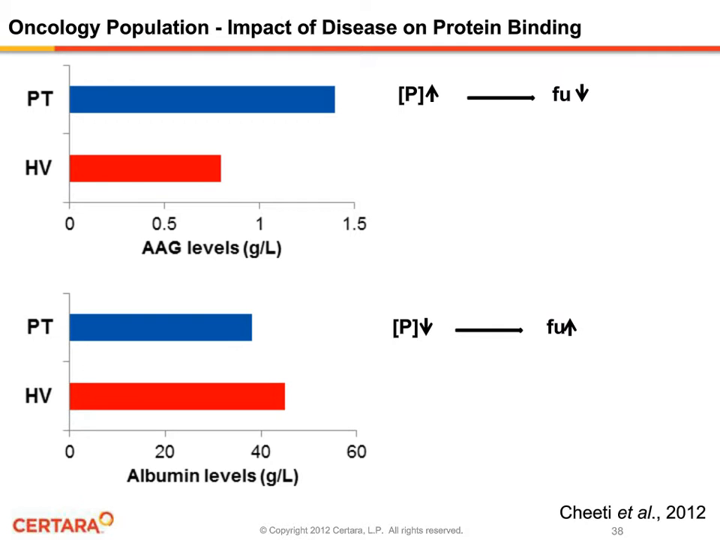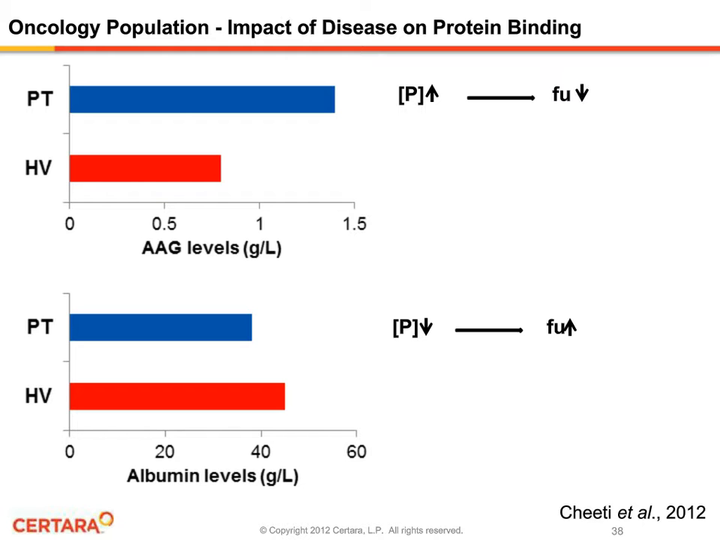Also, if you consider albumin, in the other case, you get a reduction in the albumin levels, and this can translate to an increase in the FU. Therefore, it's important to know whether your drug is mainly bound to AAG or albumin, because as you can see, it can have quite a large impact on the protein binding. It's also a good thing if you have the AAG or albumin levels measured in the population that you're trying to simulate, because this could have an even larger impact on the FU than the values that we would have in the program.